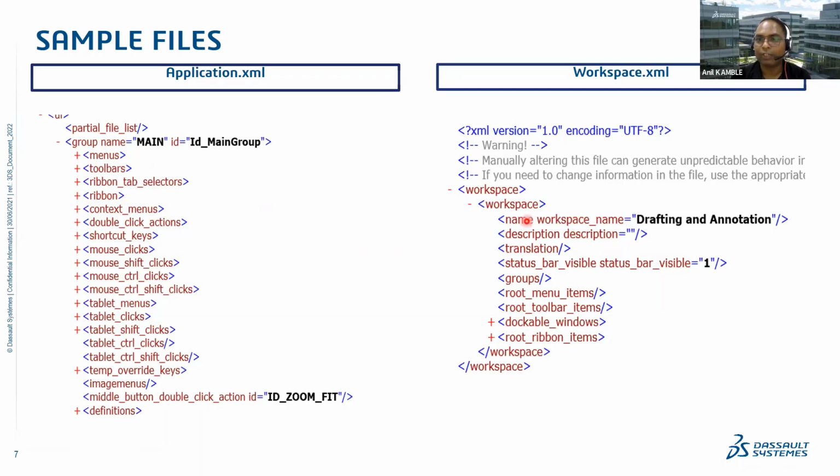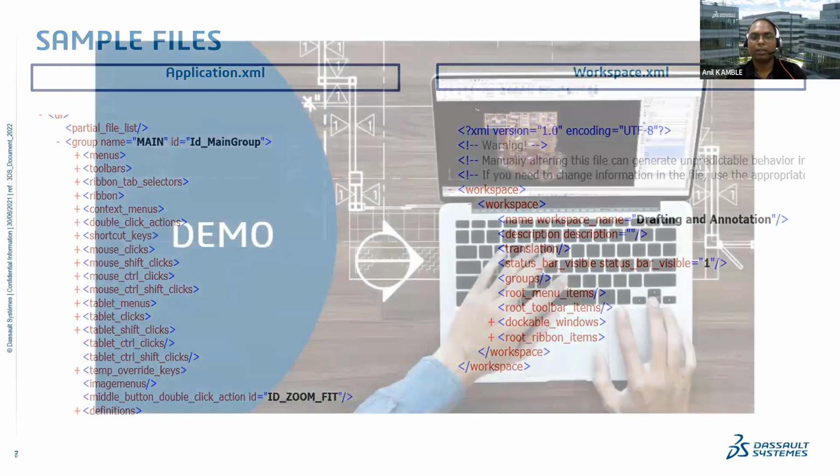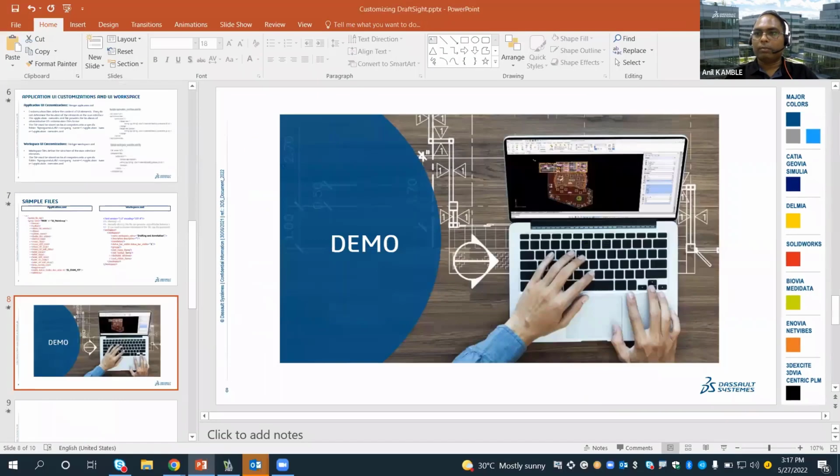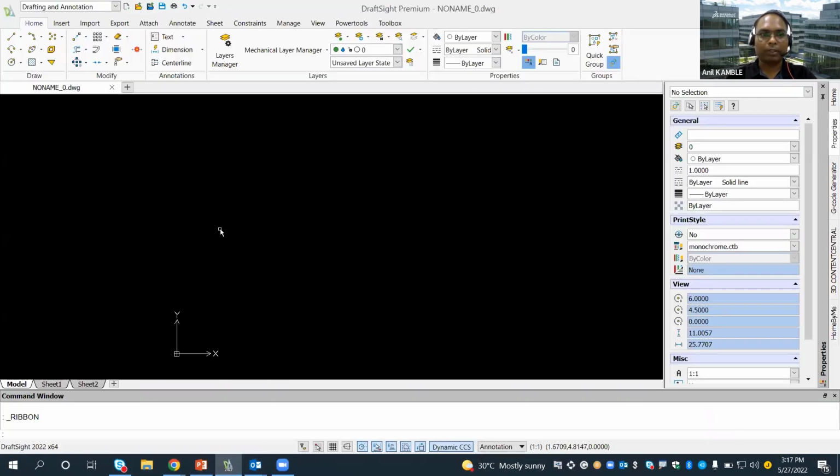Now using that, if you create your own workspace, that you find in the workspace.xml file. So you have your Drafting and Annotation workspace, for example. Within that, what are the menu items, what are the ribbon type items, and so on. So without wasting time, let's jump to an application. Let me minimize this and open an application.